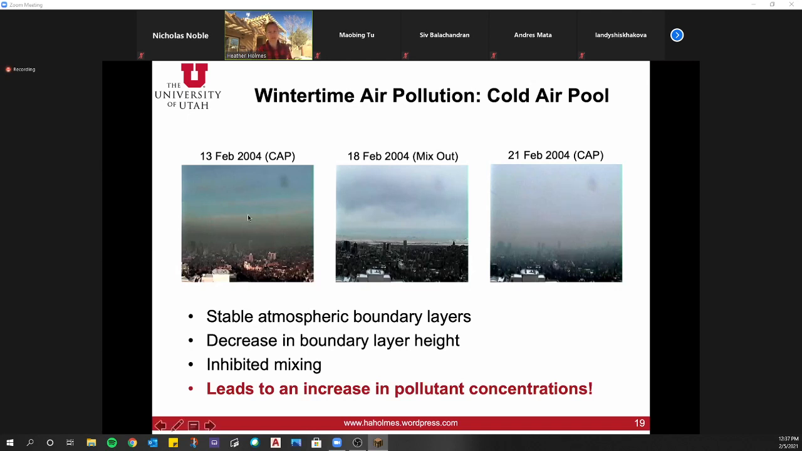I have three pictures here. This cap here, this is from 2004, so the picture quality is not very good. But you can sort of see blue sky here. This is that dry cap event. Here you can see across the valley. So this is what we would call a mix out period. And here, this is a cloudy cap event. And so you can see that the left and the right look a little bit different.